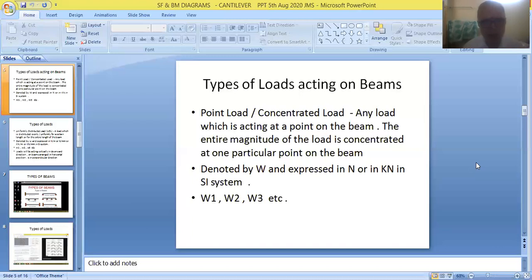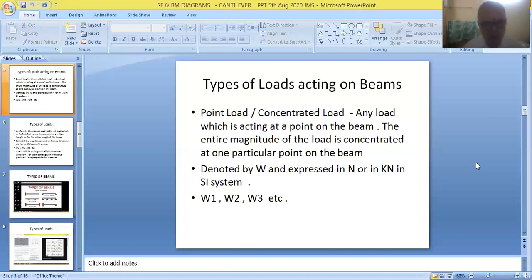And finally, in some cases, only one point load will be acting on the beam, and in some cases, we come across two different point loads. Some cases we may come across three different point loads or even four different point loads. So different loads are to be expressed in different forms.